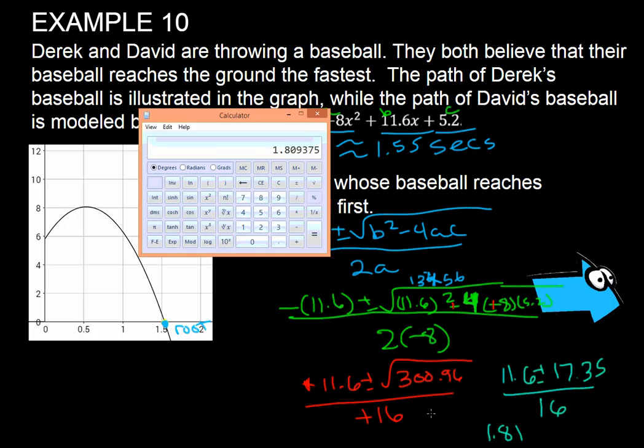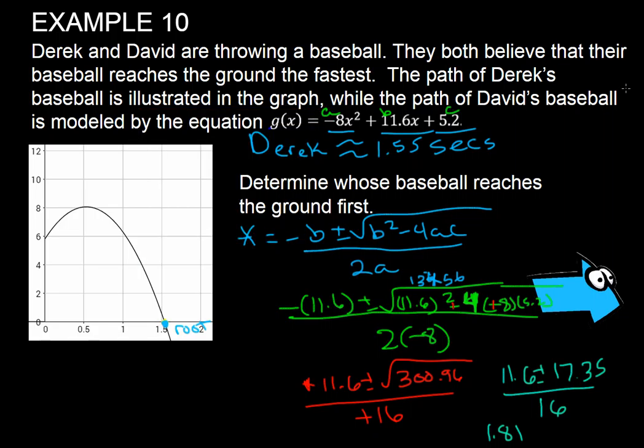And let's try the other one. Now we're going to do 11.6 minus 17.35, and then divide that by 16, and we get a negative value. Negative values in the real world don't exist, so we get to ignore this one. This is an extraneous solution. Now we know that this is David's time in the air, approximately 1.81 seconds, and this is Derek's time in the air.